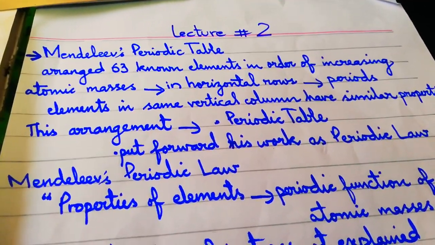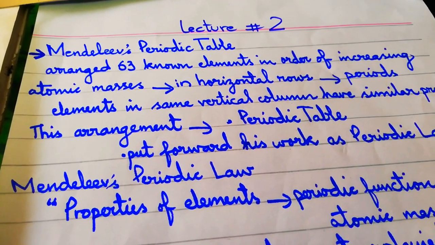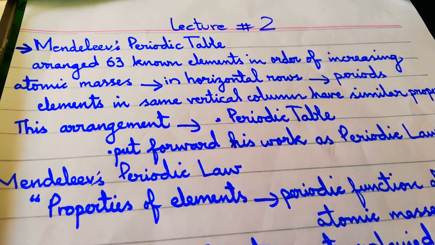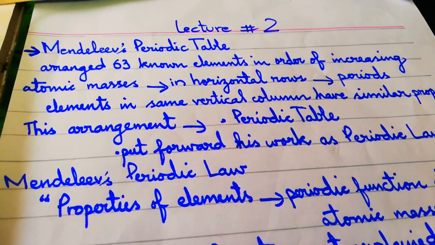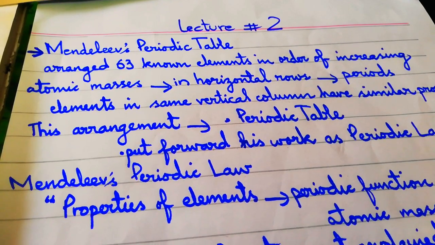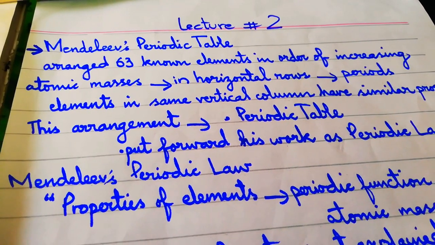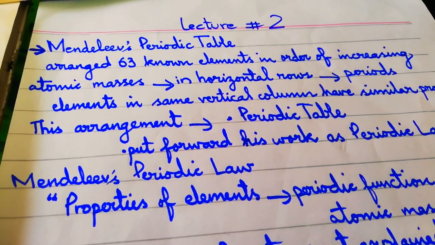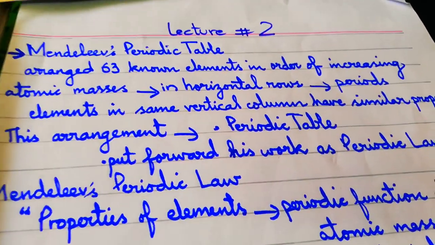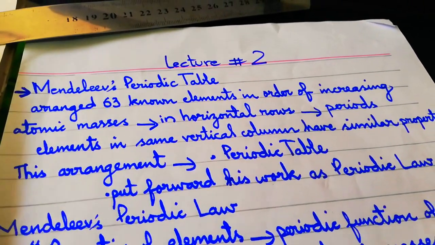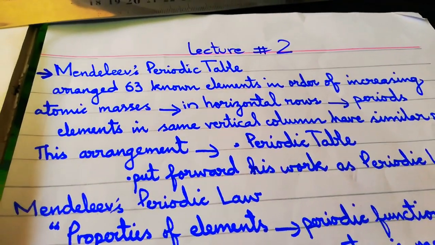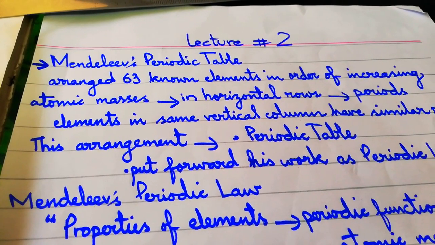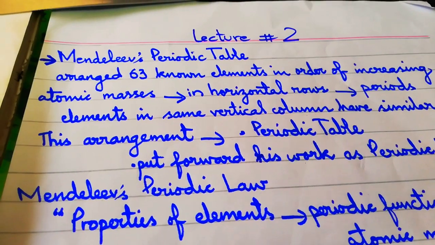Today is our second lecture and we have to study about Mendeleev's periodic table. In the last lecture we studied Dobereiner's triads and Newlands' octaves, two concepts introduced by two chemists, but both those concepts did not get better recognition and were rejected by the chemists because those methods had problems in them. After those concepts, Mendeleev introduced his own periodic table.